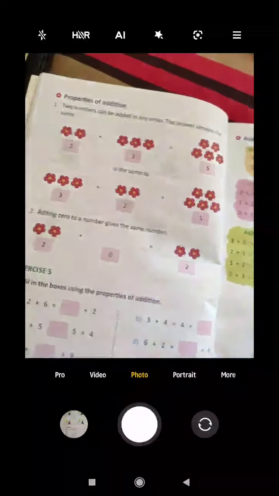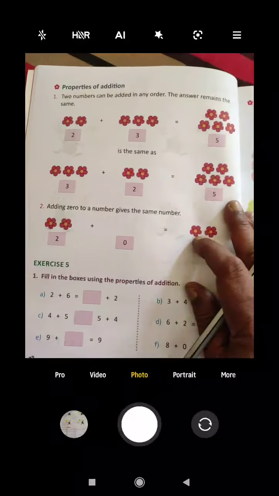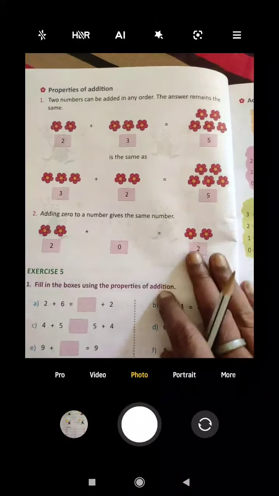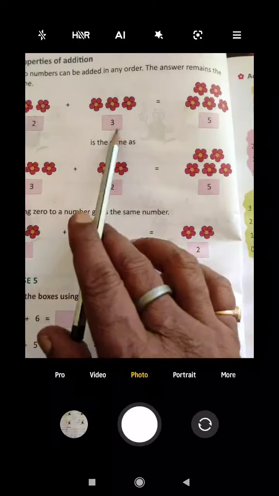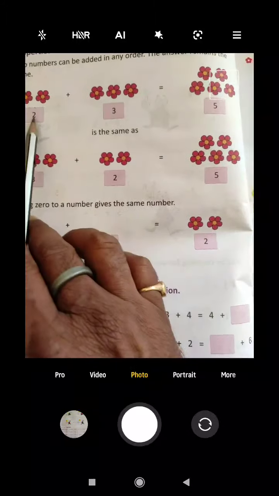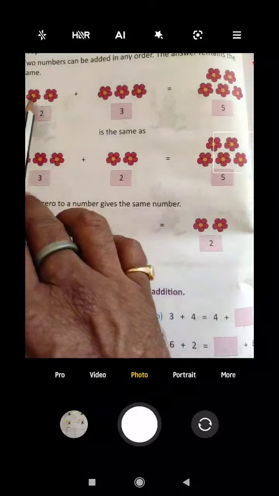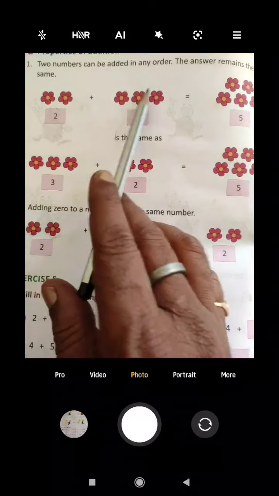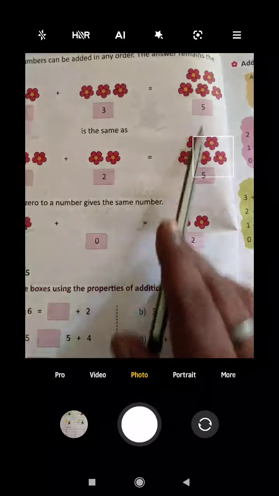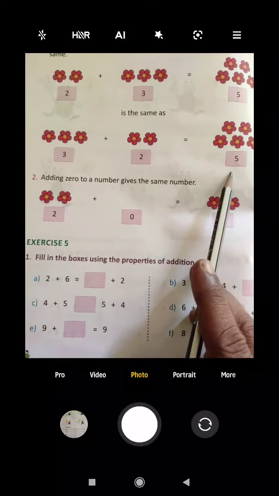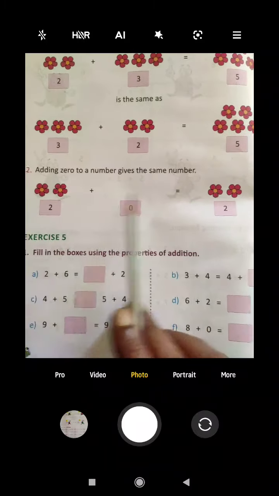Next is properties of addition. Here it is 2, here it is 3. So how much is it? 5. You can count from here 1, 2, 3, 4, 5, and here it is totally 1, 2, 3, 4, 5. That's how it has been given. Here also it is given in the same way.